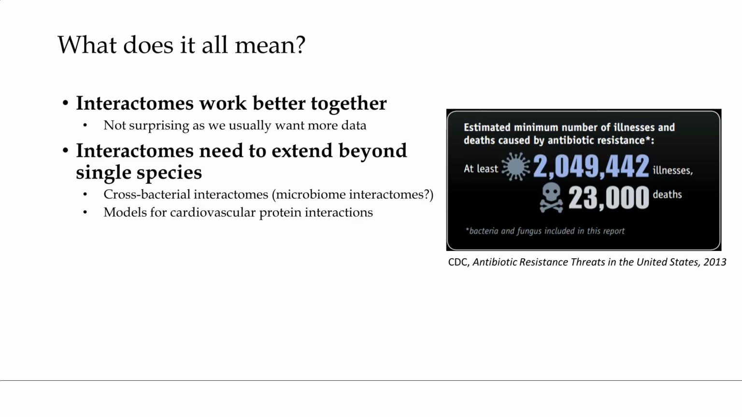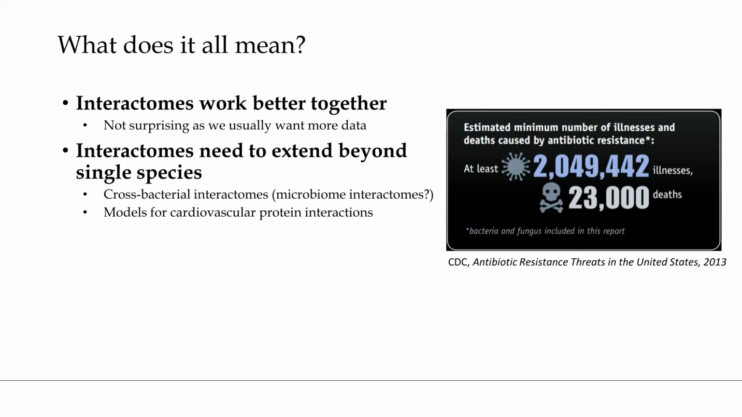We've heard a lot about microbiomes and especially disrupting microbiomes lately, but perhaps that may be the only way in which we can understand interactions across bacterial species: by considering not just interactions within a particular species, but interactions in a cross-species context. In this case, I'd also like to think that interactomes and meta-interactomes in particular would be good models for cardiovascular protein interactions.